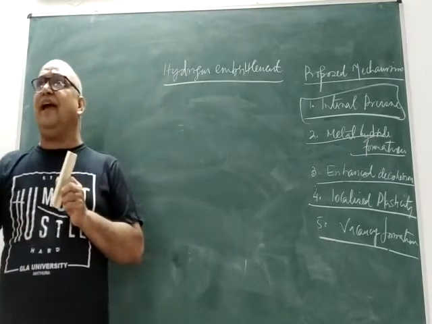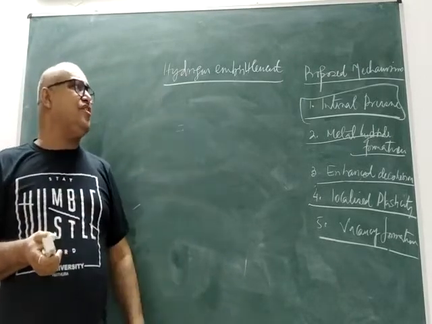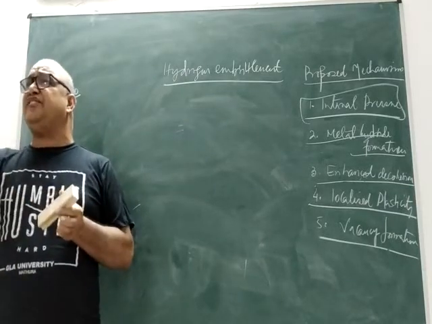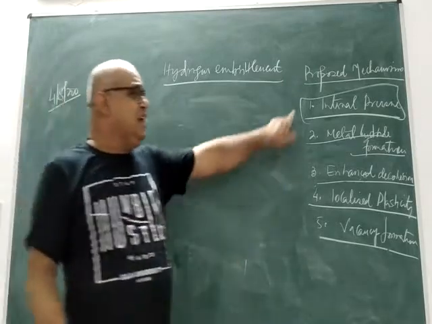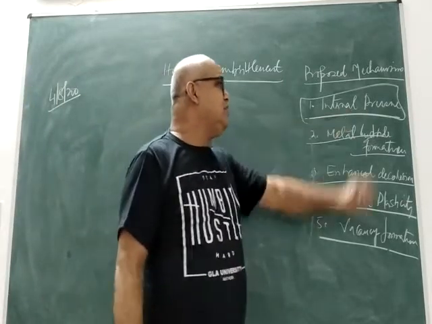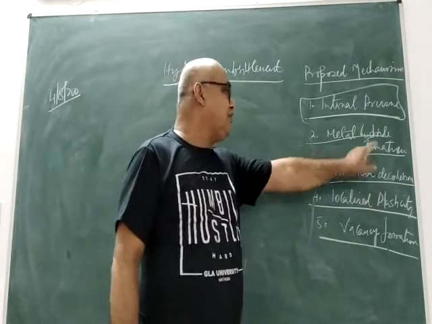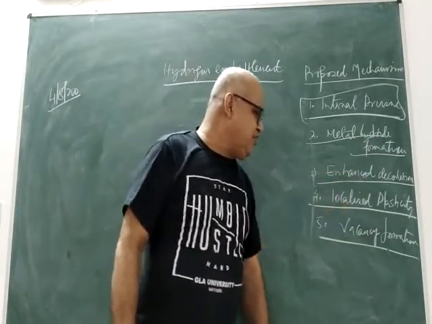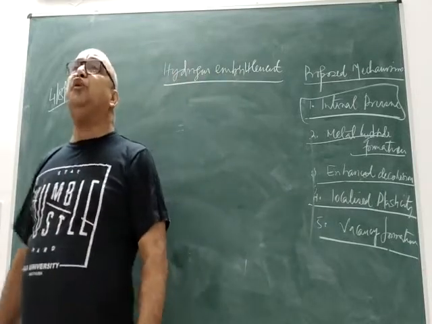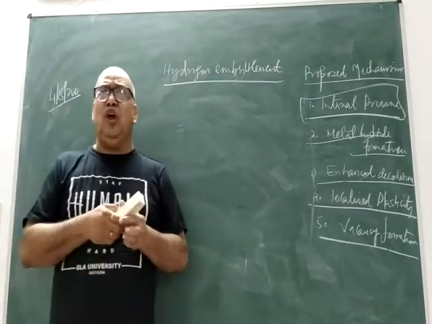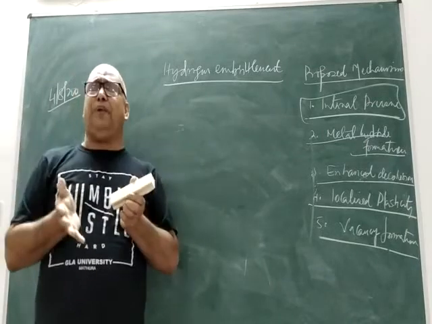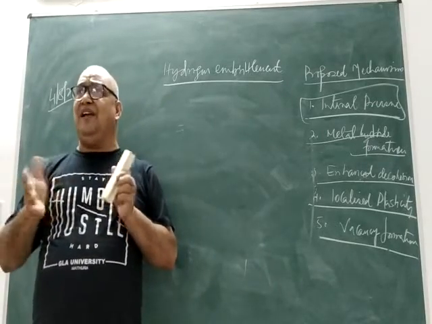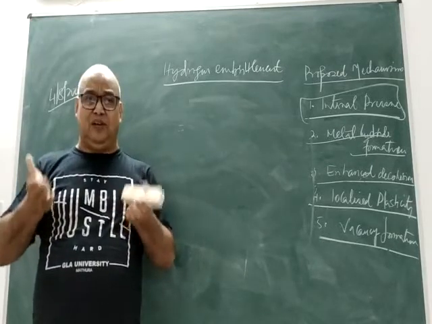And if this happens, there are 5 or 6 different phenomena which are proposed. It is proposed that when hydrogen is absorbed on the metallic surface, this can happen: internal pressure, number 2 metal hydride formation, enhanced decohesion, localized plasticity, and vacancy formation, due to which the metallic structure will have various kinds of problems, including a brittle surface. As a result, it will become useless and ultimately it will fail.